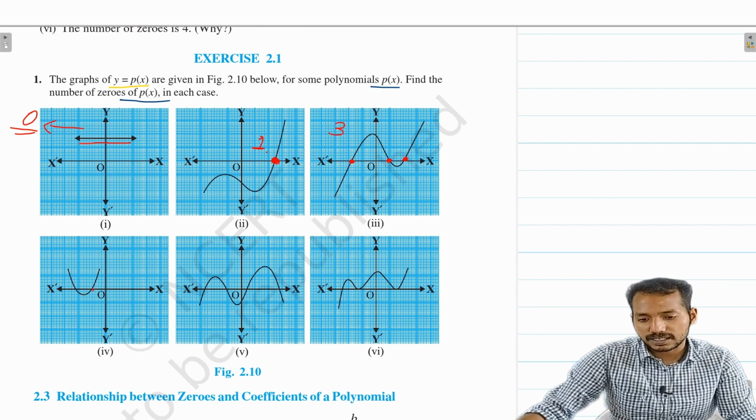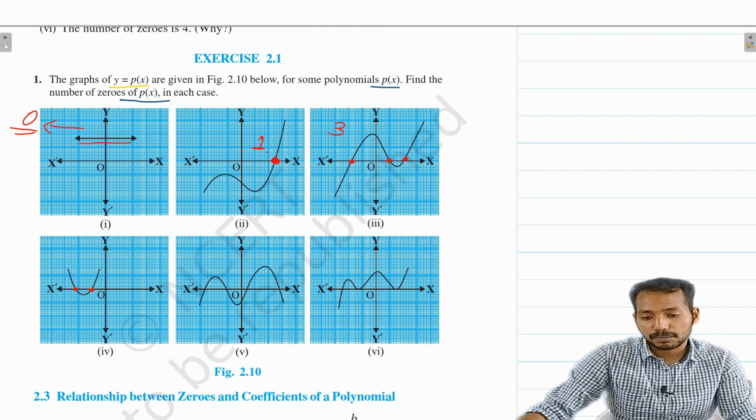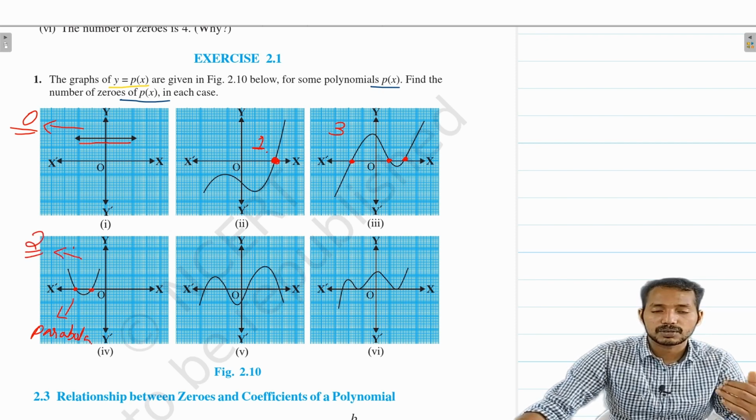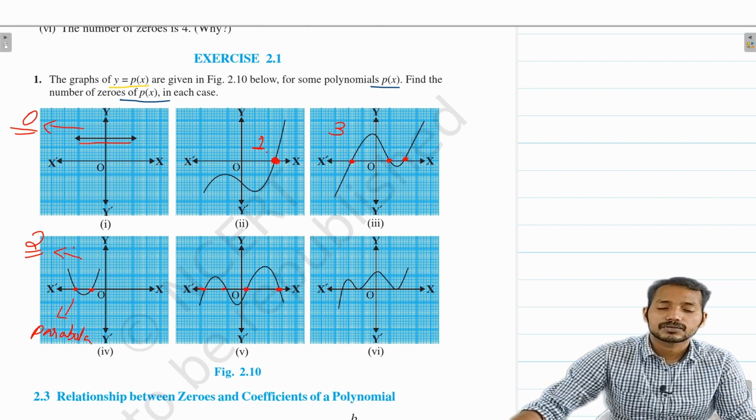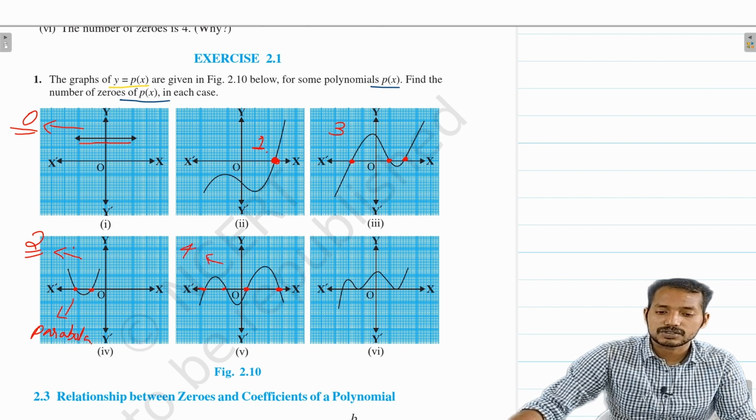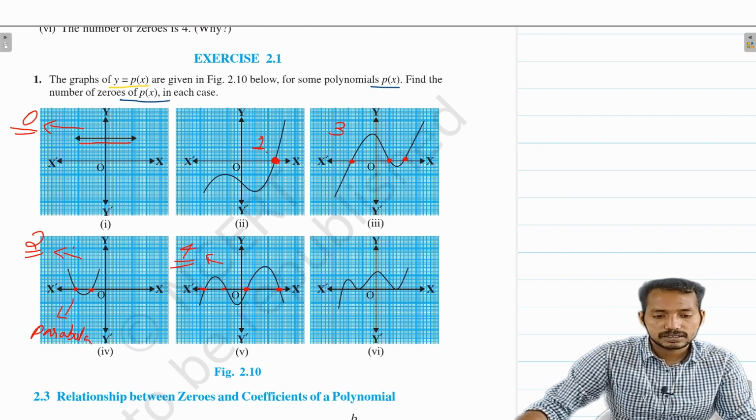And this is the graph of a quadratic polynomial because this is a parabola, okay? This shape is actually a parabola. So, here the number of zeros is equal to 2 because it intersects the x-axis at 2 points. What about here? Here 1, 2, 3, 4. 4 points. Sorry, not a degree, number of zeros. Degree may be 4 or more than 4, that we cannot say.